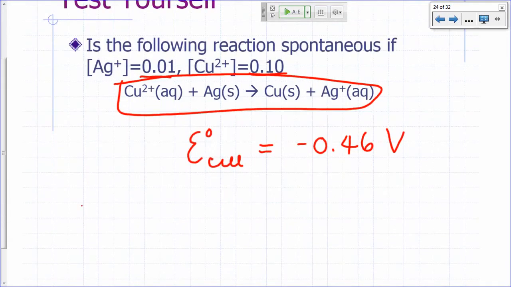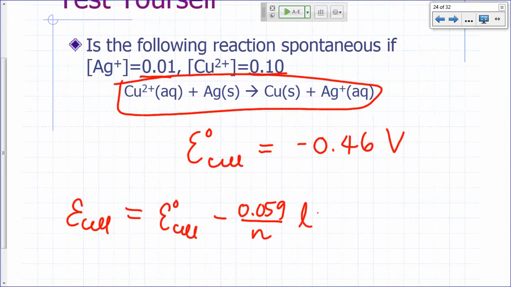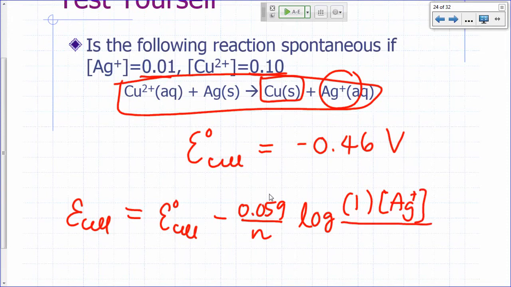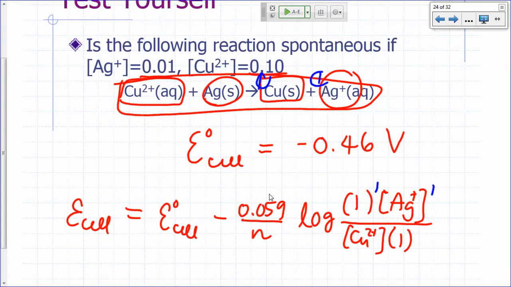How do we solve for the actual cell potential? If we're not at standard conditions, we're going to say it's E naught cell minus 0.059 over n, times the log of the reaction quotient. What's our reaction quotient here? Remember how to construct the reaction quotient? Products over reactants. What's the activity of copper solid? The activity of a solid is 1. What's the activity of an ion in solution? That's the concentration of silver, divided by the activities of the reactants. By the way, coefficients here are 1 and 1, so you raise this to the power 1. The activity of silver is 1, metal, solid. The activity of copper ions would be the concentration of copper ions. All right, so that's how you do that.